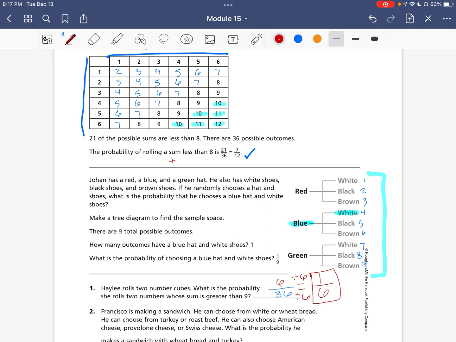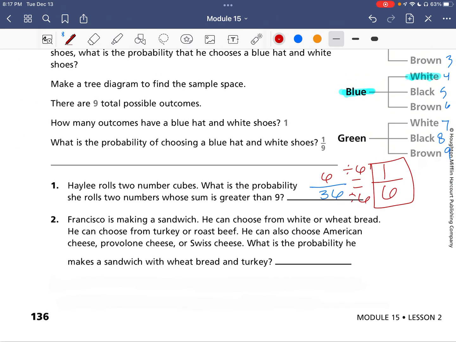All right, Francisco is making a sandwich. He can choose from white or wheat. He can choose from turkey or roast beef. And he can also choose from American cheese, provolone cheese, or Swiss cheese. What is the probability he is making a sandwich with wheat bread and turkey? We need to draw a visual here.